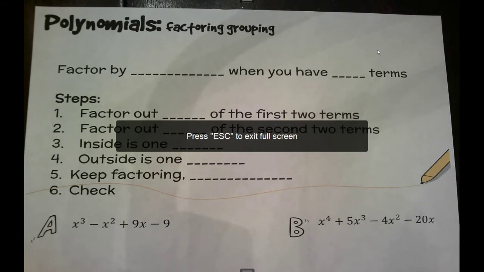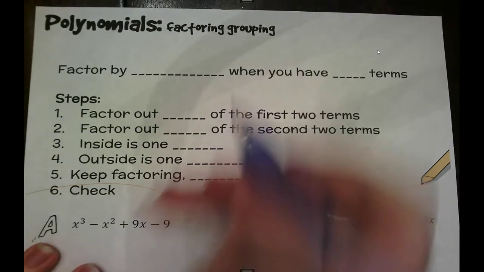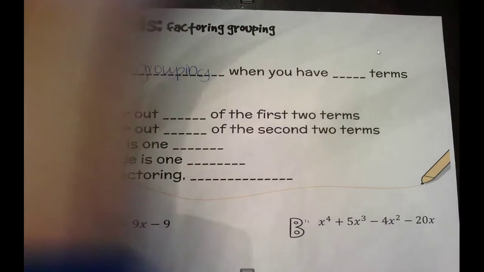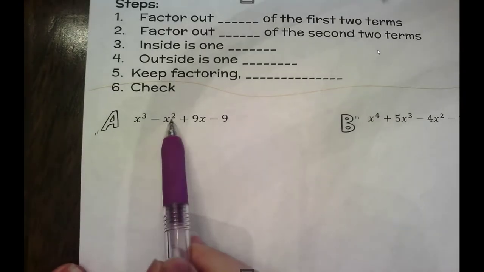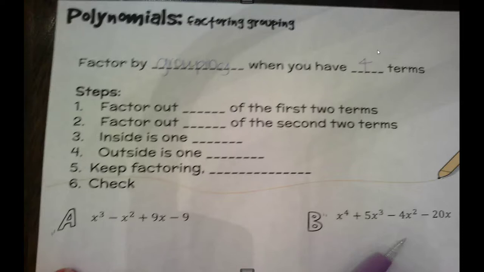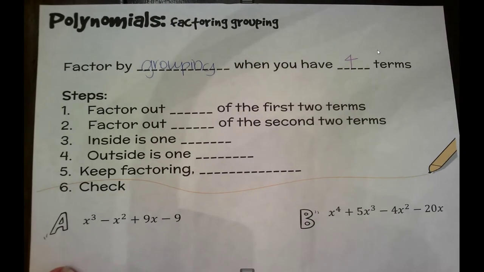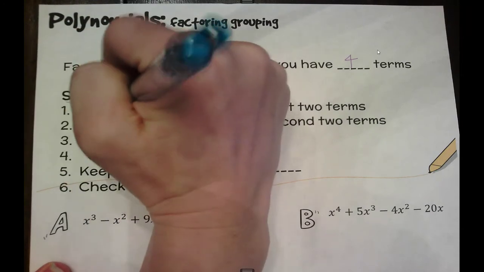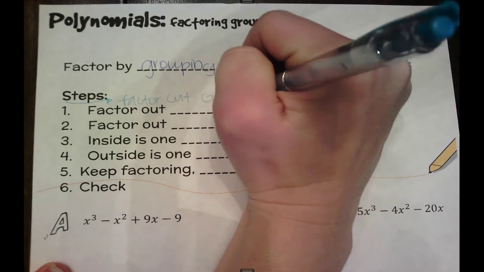All right, let's talk about factoring by grouping again. So remember, we're going to factor by grouping when we have 4 terms. So you can see this example. We've got 1, 2, 3, 4 terms, okay? And we need to make sure, really, step 1 is always factor out your GCF if there is one.